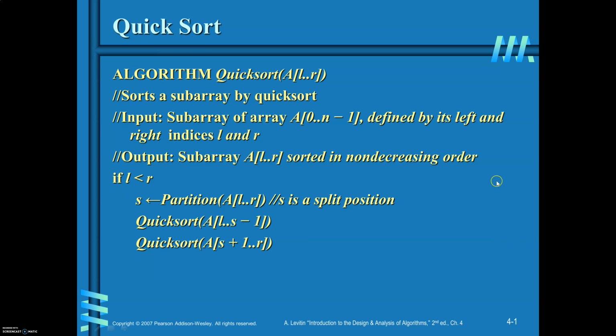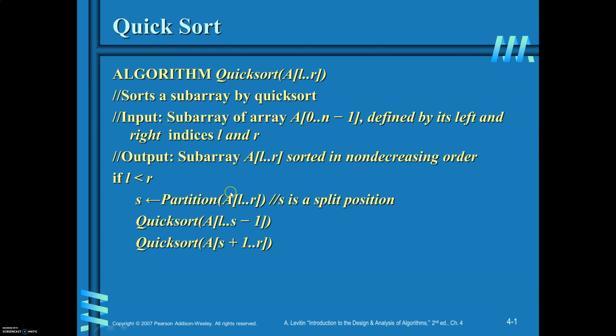When there is only one element, there is no need to sort it. Now here, the array indices are L and R. Initially, when you are calling for the first time, L equals 0 and R equals n minus 1. Whenever L is less than R, that means two or more elements, you are required to call this QuickSort algorithm.